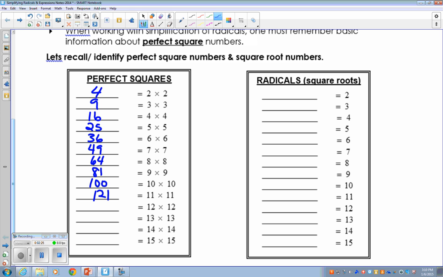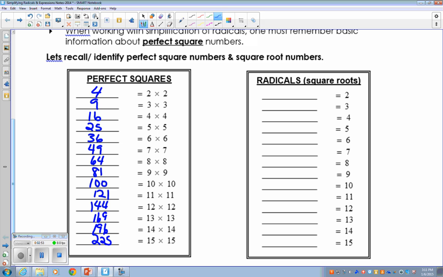Coach, you told me 13 squared a while ago. What was it? 169. Good. 14 squared, 196. Oh, I skipped 12, sorry, 144. What was 15 squared? 225. Okay, these are the ones that I need you to know.